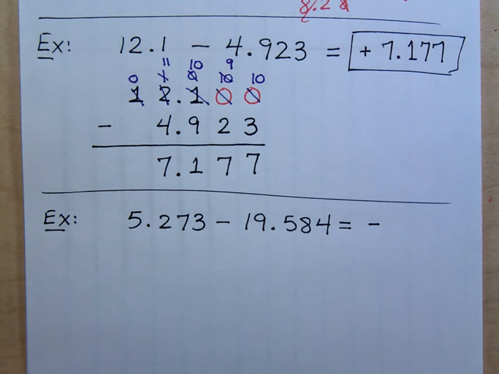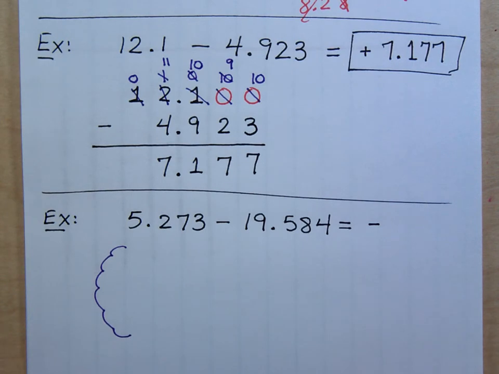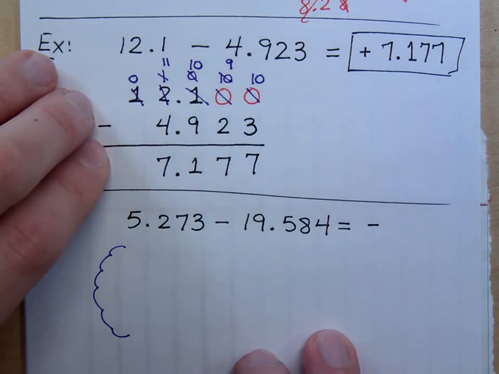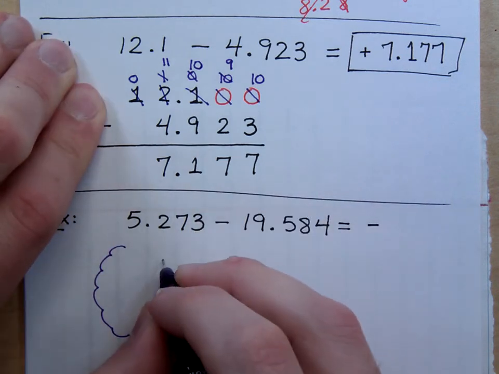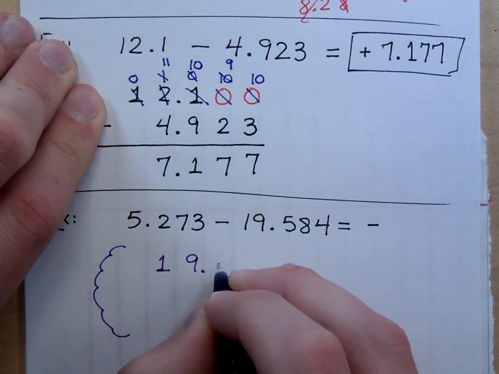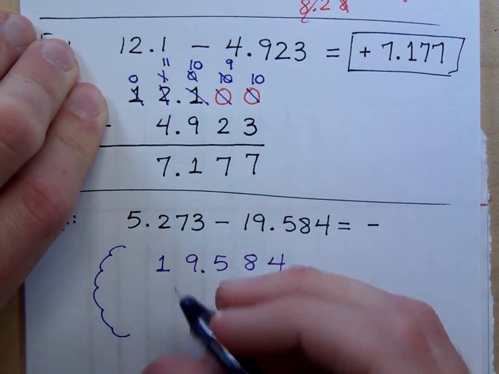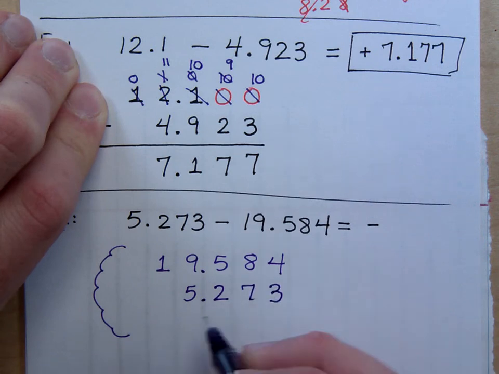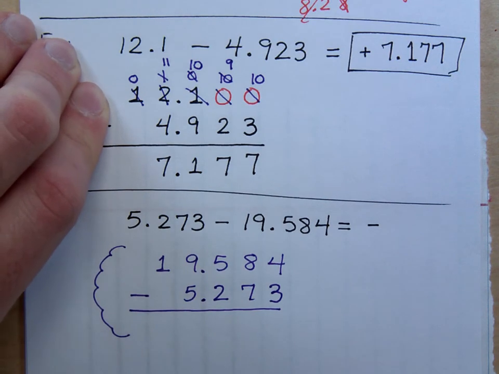All right? So then I go to my little thought bubble. Remember that when you do subtraction, it's always the larger number minus the smaller number in terms of absolute value. So this is 19.584, and the other number is 5.273. So that's just a matter of subtracting this. So what's the difference between these two numbers?